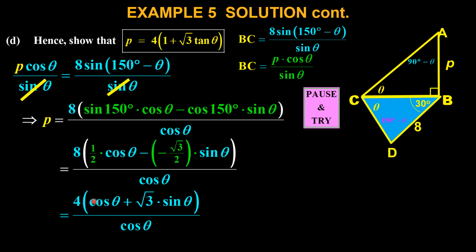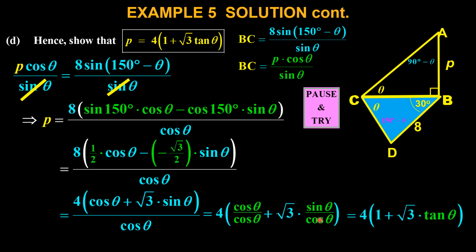The 4 is okay, we have the 4 there. Now, I've got two terms divided by cos, so I can separate the terms. So in other words, I'm going to take cos theta divided by cos theta, and I'll take sine theta divided by cos theta. There's the root 3, and that's sine theta, right? So I've just split up the fraction there. And now what is cos theta over cos theta? That's correct, it's 1. And what is sine over cos? That's correct. So there I get 1 plus root 3 tan theta. And let's compare: there's the 4, 1 plus root 3 tan theta, and there we've proved the question.